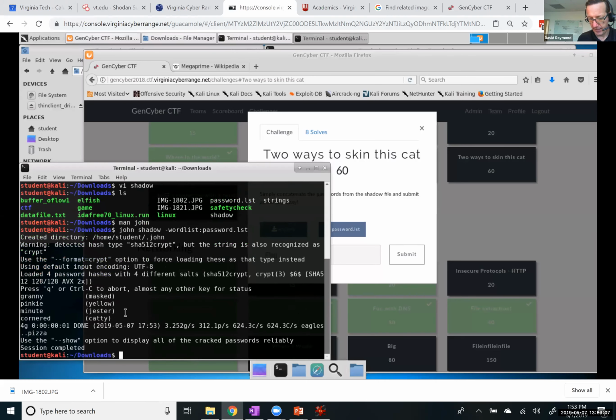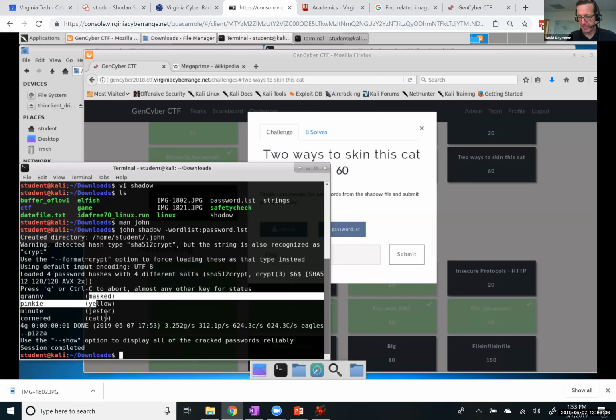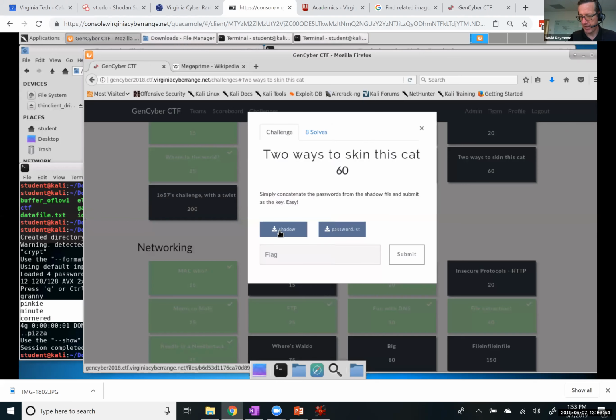Okay, and it solved all these quickly, right? Masked, yellow, jester, cat. So these are the usernames, and these are the passwords. The name of this challenge is two ways to skin this cat. If you were to do some Googling on these usernames, you might get to the fact that these are all arch enemies of Secret Squirrel in the Secret Squirrel comic, and then you could very quickly get to the other part of the name. So there are a couple of different ways you could approach this, but you can concatenate those together and then submit them as the flag, and that's the flag.